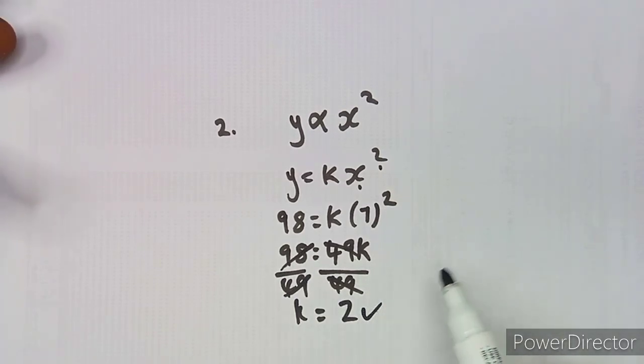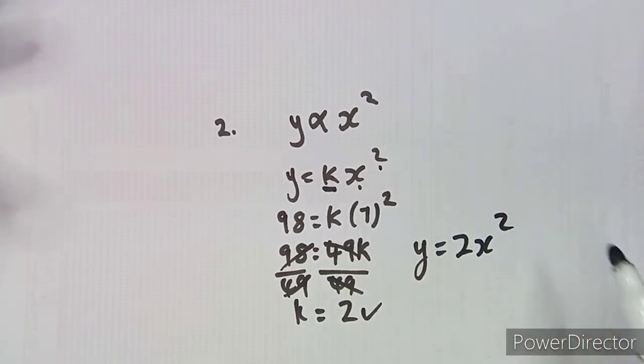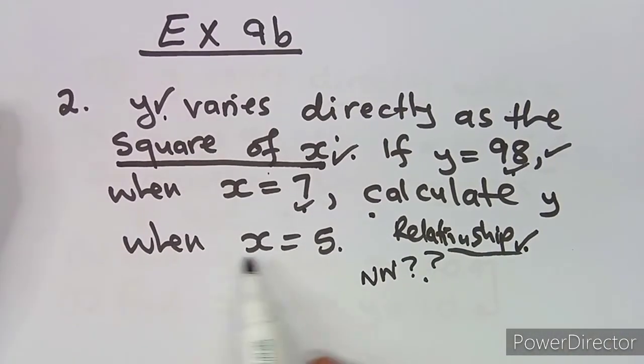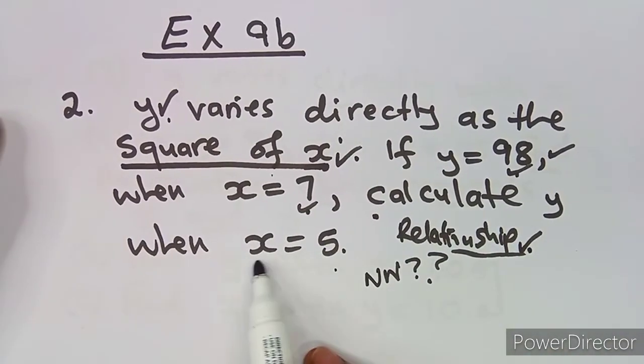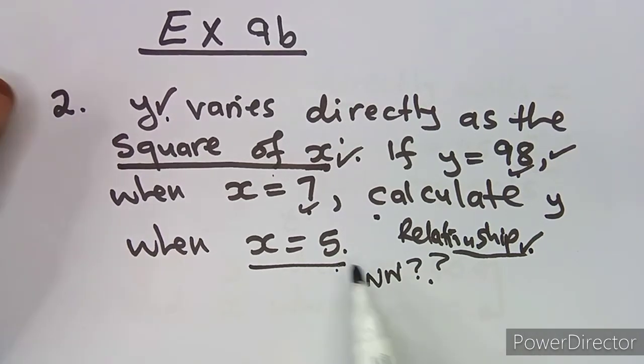So we have the value of k, so I can now write this relationship as, in place of k, y equals 2x squared. This is the relationship that is connecting y and x, which is the one that I'm not asked to determine. The question is calculate y when x is equal to 5. So I'm going to substitute now into this relationship. Now I can substitute the value of x that I'm given, which is 5.